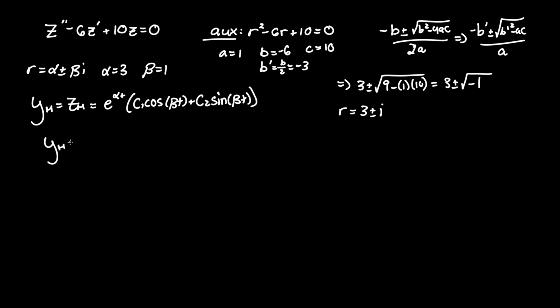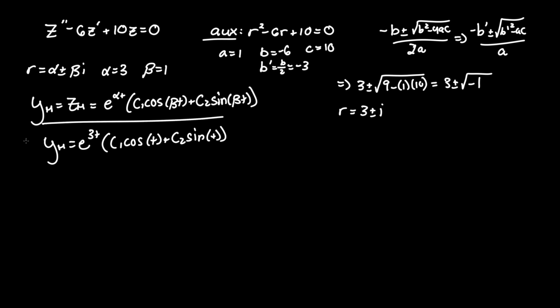And plugging in alpha and beta, we have y homogeneous, or z homogeneous if you want, e to the 3t, alpha equals 3, times c1 cosine of just t, 1 times t is t, plus c2 sine of t. We keep the c's to allow for infinite solutions, and that's all we have to do in this problem.